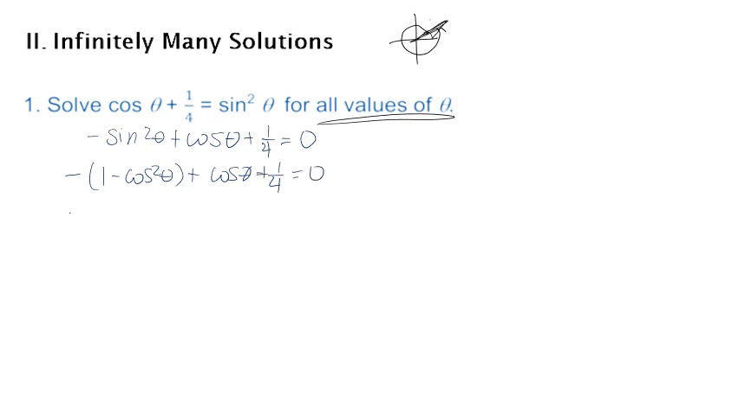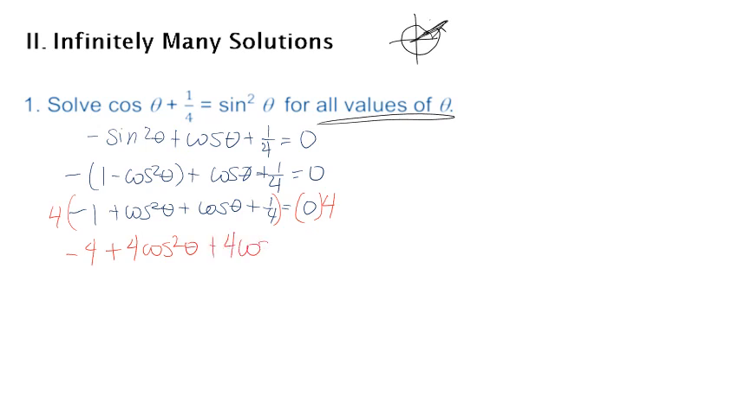So this becomes negative 1 plus cosine squared theta plus cosine of theta plus 1/4 equals 0. Now here's a factoring tip. Because it's easier to factor without fractions, I always suggest that we clear our fractions if possible. So I'm going to multiply both sides by 4 to get rid of that fraction, and this will actually help us to factor. So this is negative 4 plus 4 times the cosine squared theta plus 4 times the cosine of theta plus 1 is equal to 0.